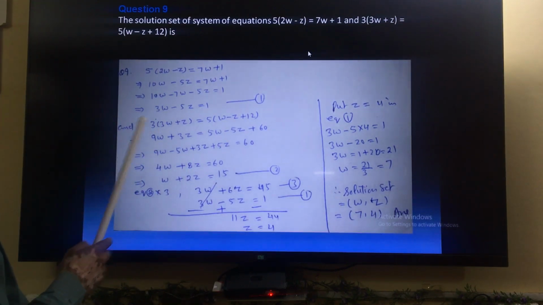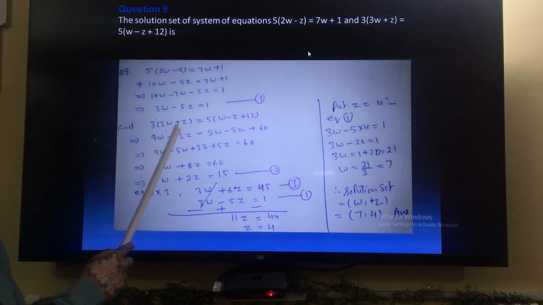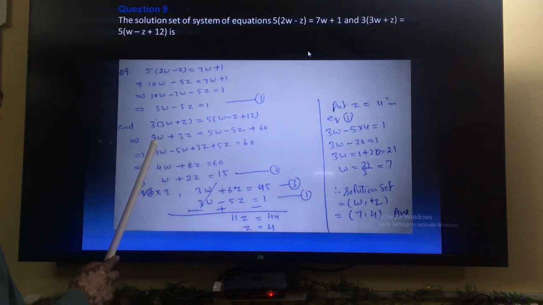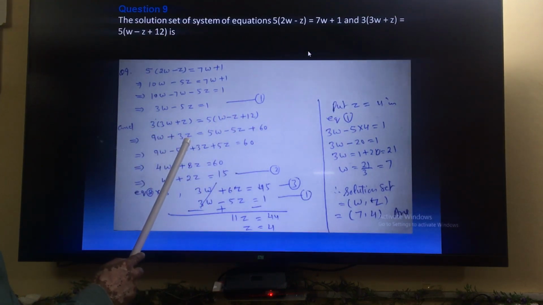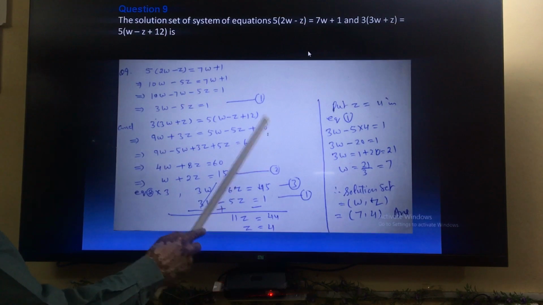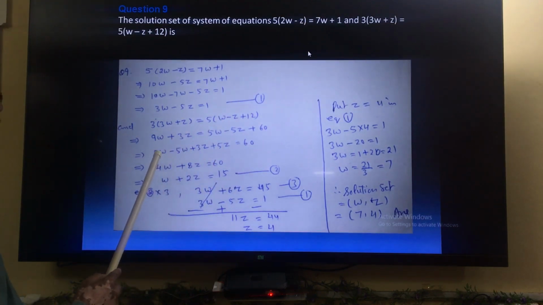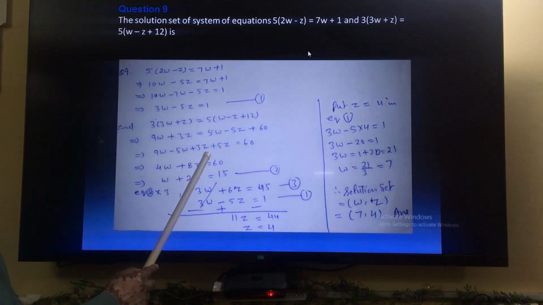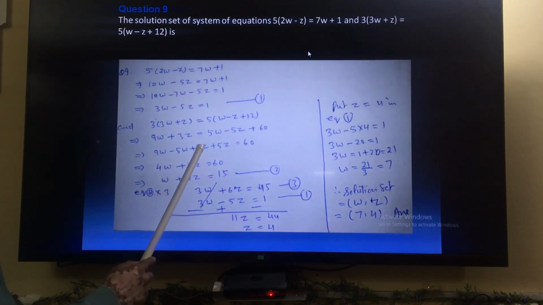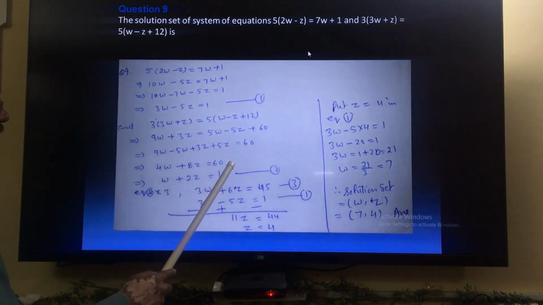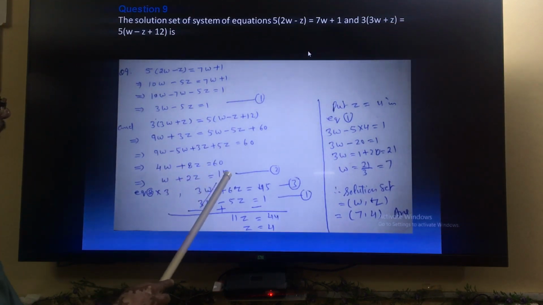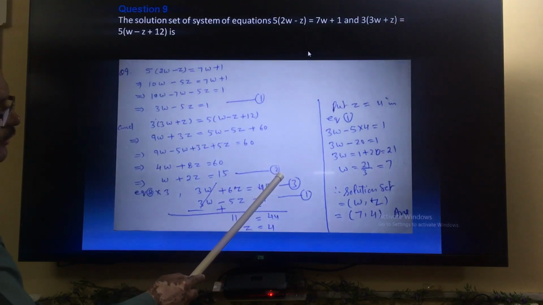Now the second equation. We will copy the equation 3(3w plus z) is equal to 5(w minus z) plus 12. Now open the bracket, so we will get 9w plus 3z is equal to 5w minus 5z plus 60. Transfer all the like terms to one side, so 9w minus 5w plus 3z plus 5z is equal to 60. 9w minus 5w is 4w, and 3z plus 5z is 8z, is equal to 60. All these numbers are divisible by 4, so dividing by 4, we will get w plus 2z is equal to 15. This is the simplified form of equation number 2.